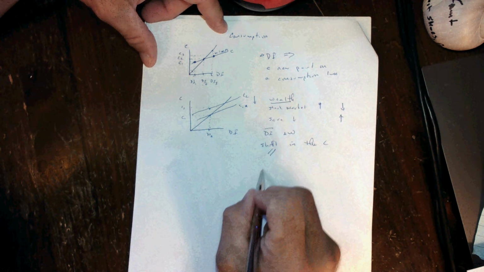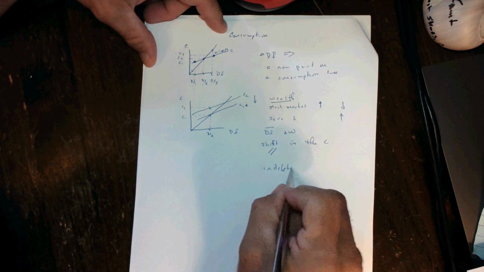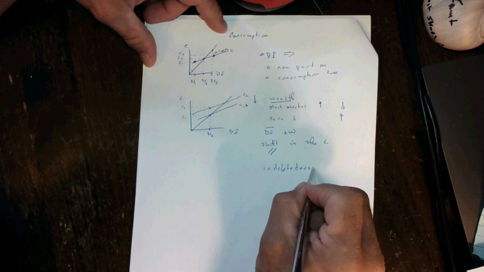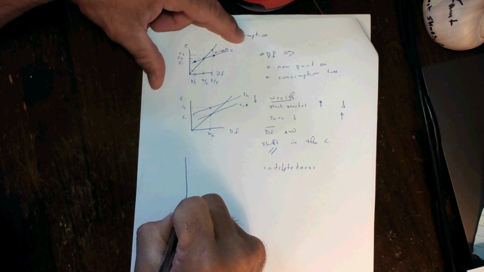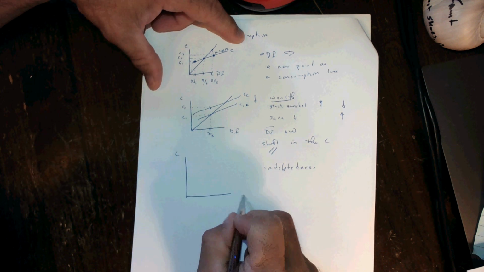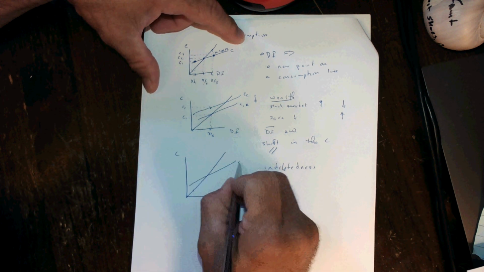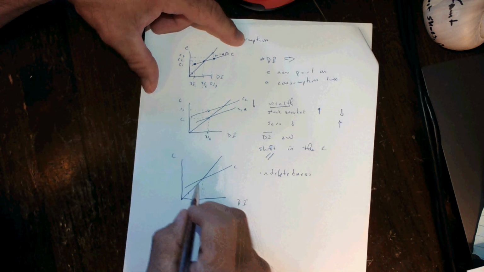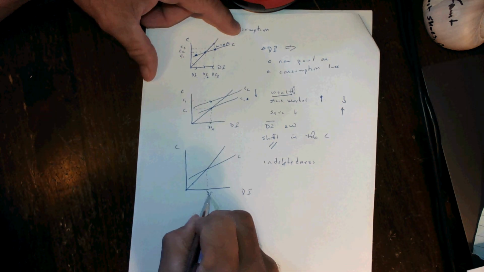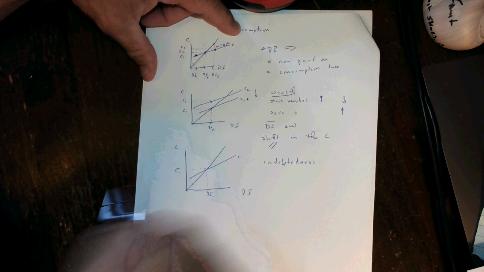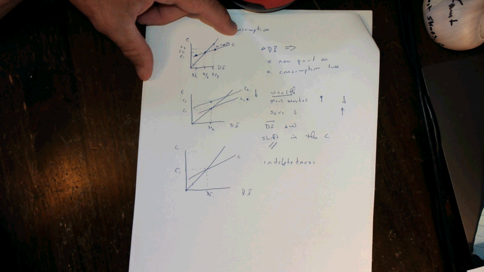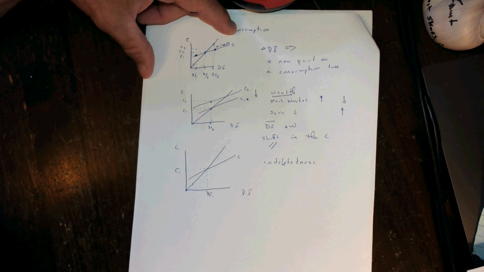Indebtedness. Take your consumption and disposable income graphs, your 45-degree reference line, start with one consumption line. Here's break even, disposable income 1, consumption 1. Now, let's say that you go and borrow money. Your income hasn't changed, your indebtedness has.